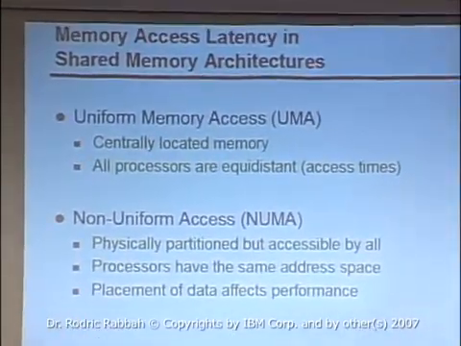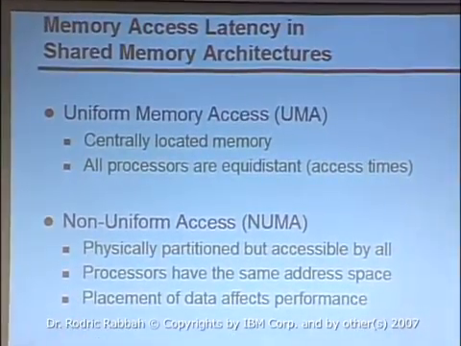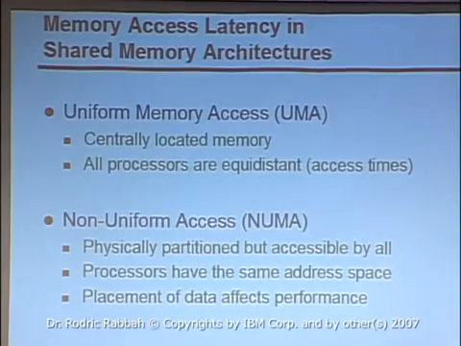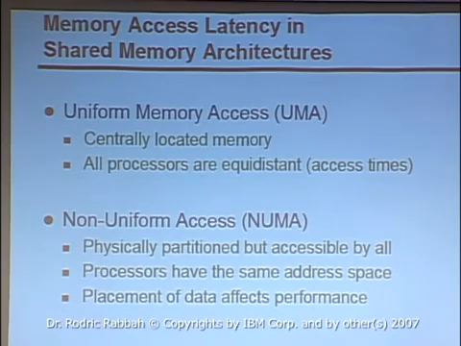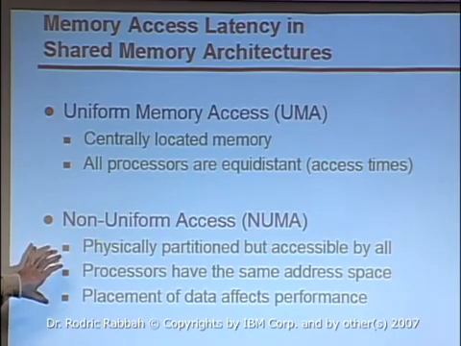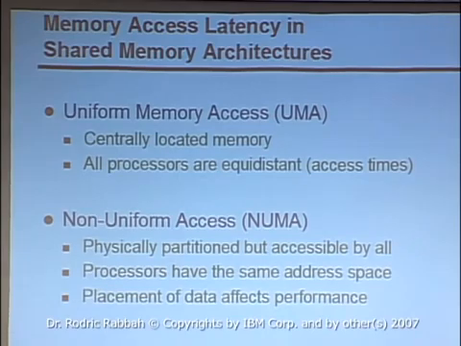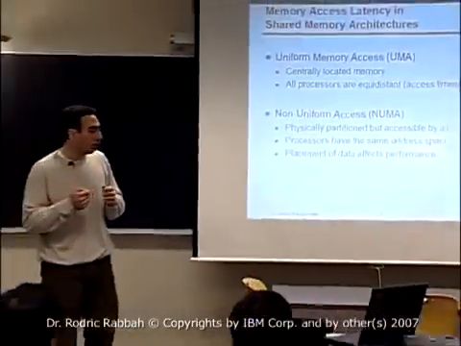So there are different kinds of considerations you need to take into account for shared memory architectures in terms of how the design affects the memory latency. So in a uniform memory access architecture, every processor is, you can think of it as being equidistant from memory, or another way, it has the same access latency for getting data from memory. Most shared memory architectures are non-uniform, also known as NUMA architectures. So you have physically partitioned memories, and the processors can have the same address space, but the placement of data affects the performance because going to one bank versus another can be faster or slower.